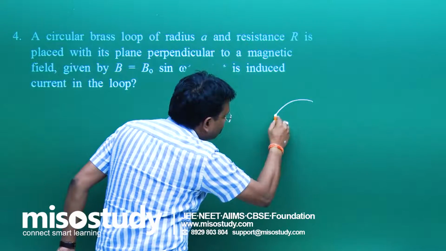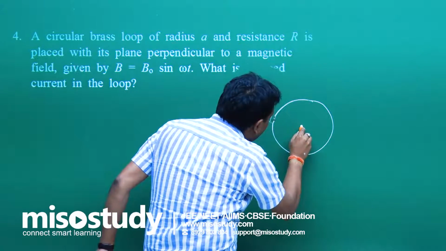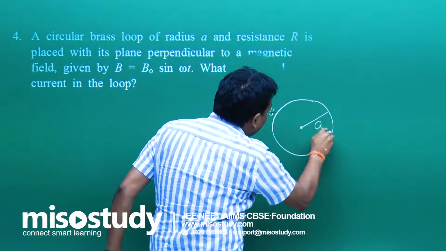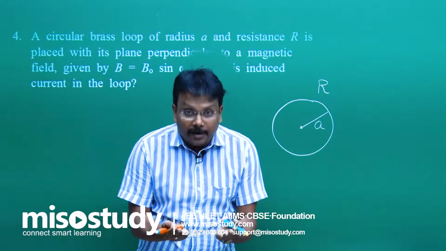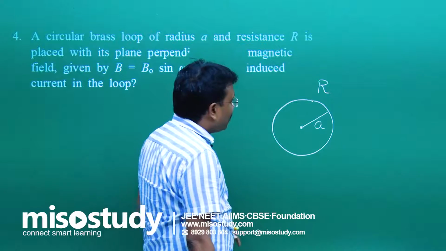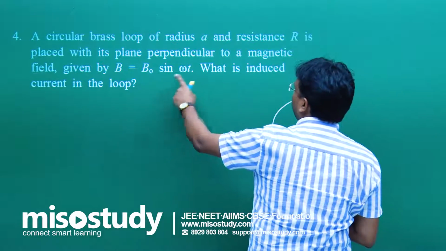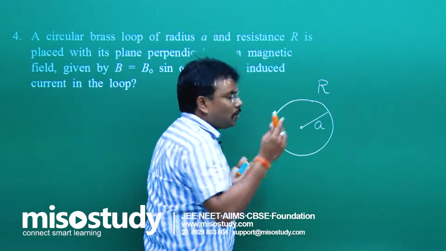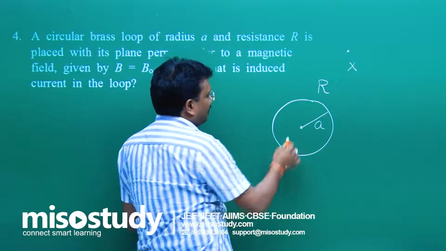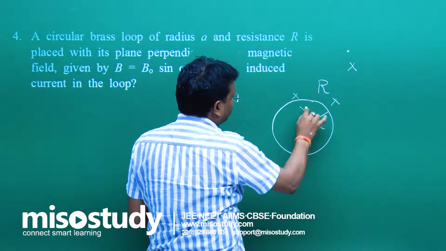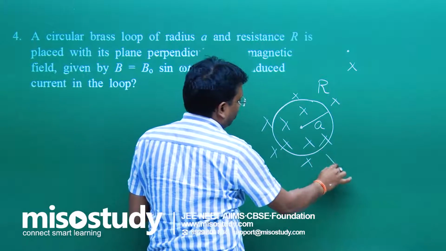So just take a look. This is a circular brass loop, and the radius is A and the resistance is R. It is like that. I am observing it from the top. Fine. Okay. Now the magnetic field is perpendicular. As it is not mentioned which way the plane is perpendicular to the magnetic field, it is your liberty. Either you can put the magnetic field like this or like this. So let us say the magnetic field is like this.